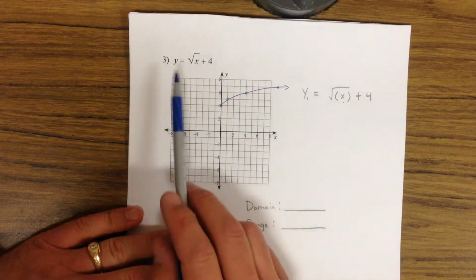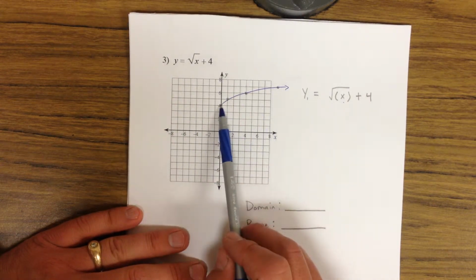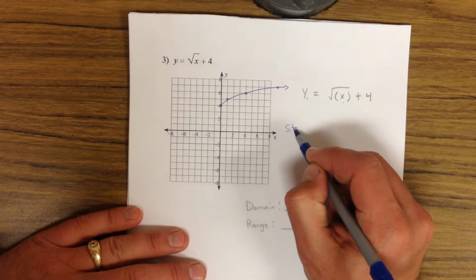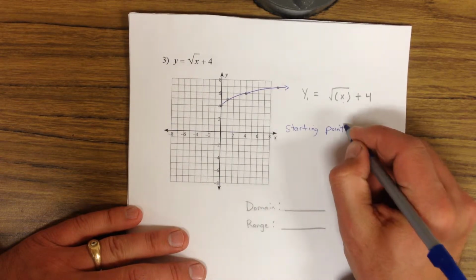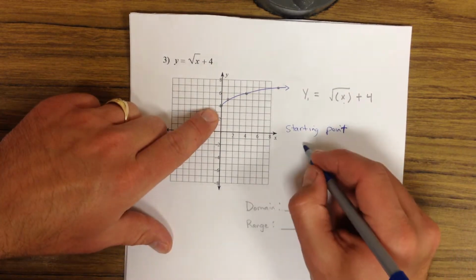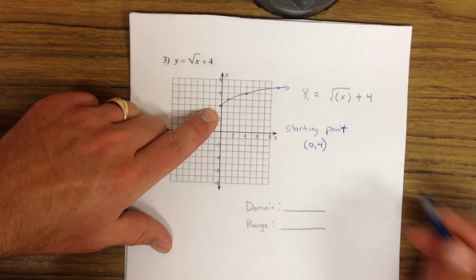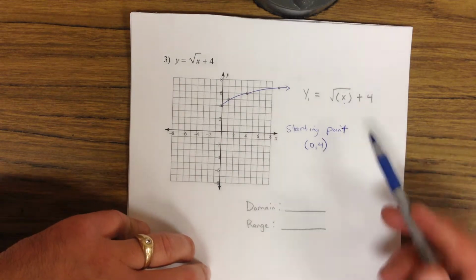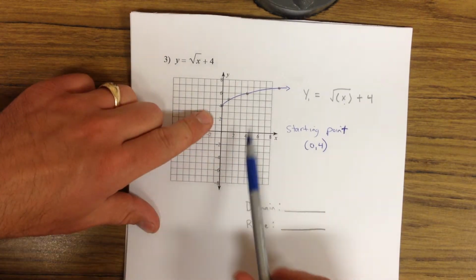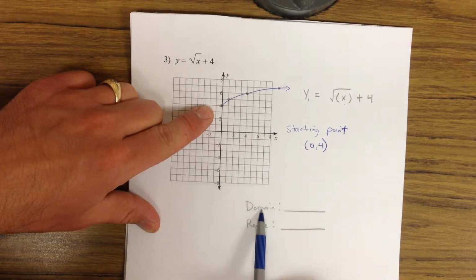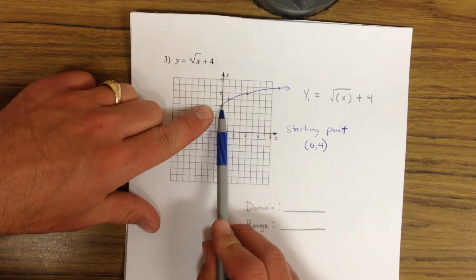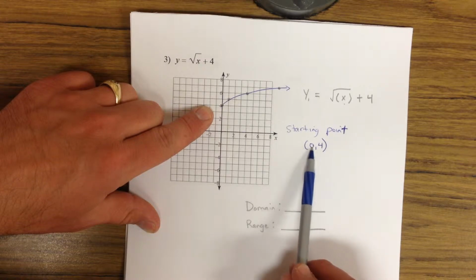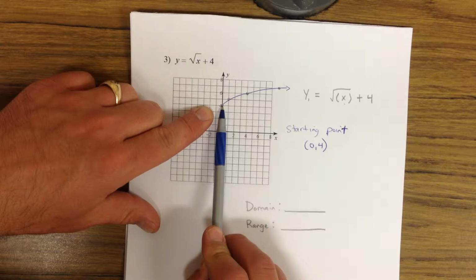Now, unlike a cube root, a square root has a starting point. Okay, our starting point is the point (0, 4). And that tells us a lot, because in the x direction, when I'm looking at my domain, this is going to be my smallest x, and it looks like it's 0. Alright, x is equal to 0 at this point.